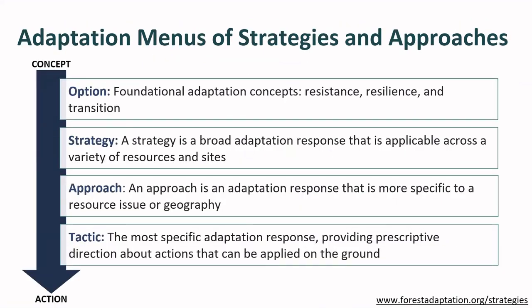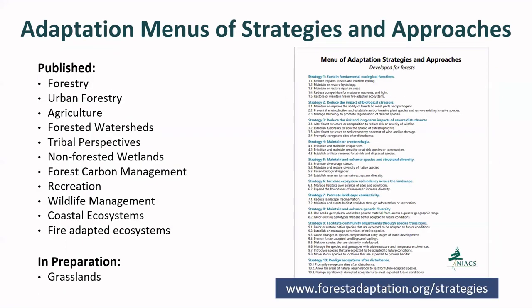The menus are built on an explicit hierarchy, with their specificity narrowing down from these broader adaptation options all the way to local manager-driven decisions such as actions and tactics that can be carried out. In the published version of the Forest Adaptation Resource, there are 2 menus, forestry and urban forestry. But on our website, we have menus for all of the topical areas shown here, with more on the way.